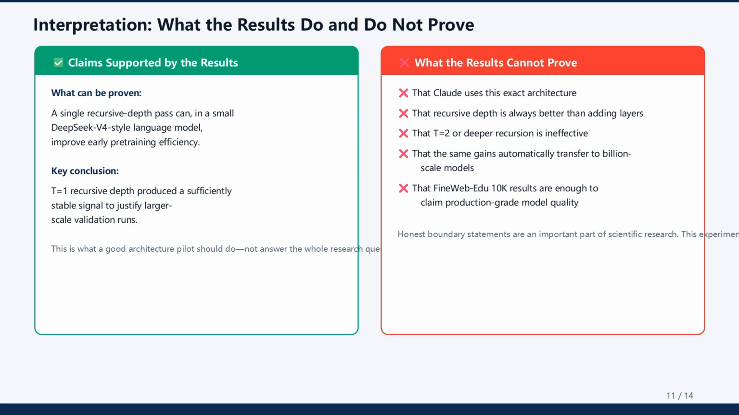Result interpretation. What we can prove is that T equals 1 recursive depth improves early pre-training efficiency on a small model. What we cannot prove is that Claude uses this architecture, that T equals 2 is ineffective, or that the gains transfer to billion-scale models. Honest boundary statements are an important part of scientific research.